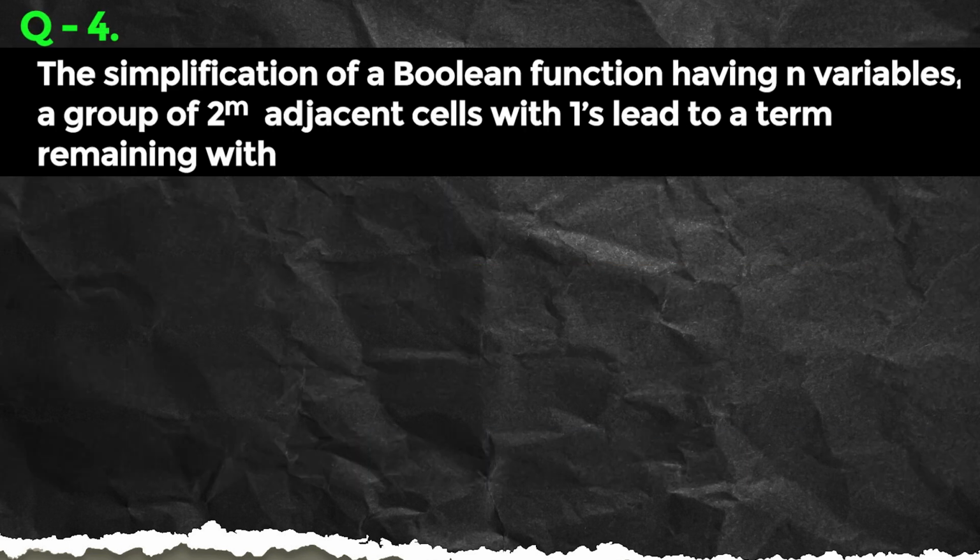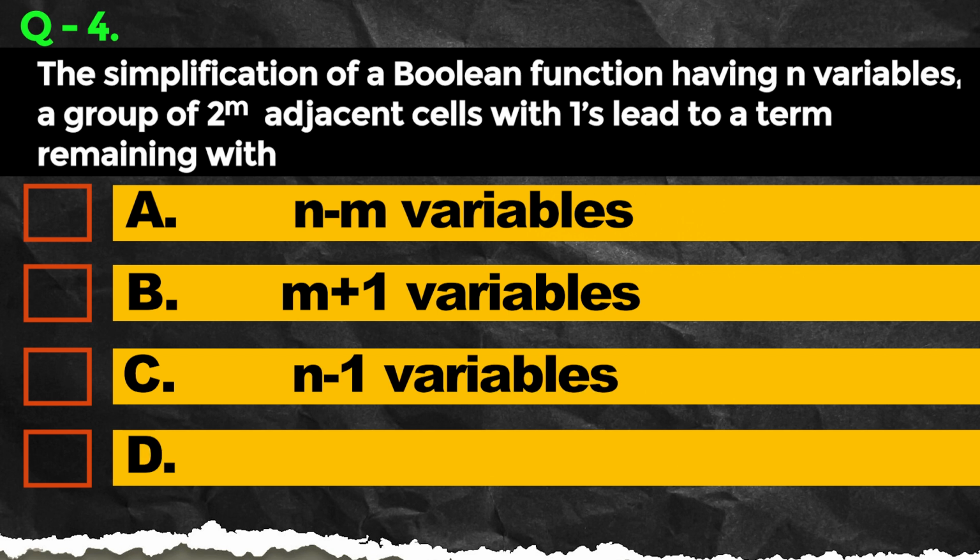In the simplification of a Boolean function having n variables, a group of 2 raised to m adjacent cells with ones leads to a term remaining with, there are 4 options: n minus m variables, m plus 1 variables, n minus 1 variables, n plus m variables. So we will solve it by using an example. Take an example. If n is equal to 3, we have drawn a K map having 3 variables and we have shown some min terms having 0 and some min terms having the output equal to 1. How many cells will be there? Because there are 3 variables, there will be 8.